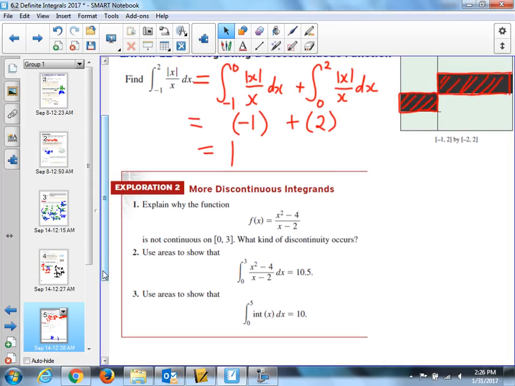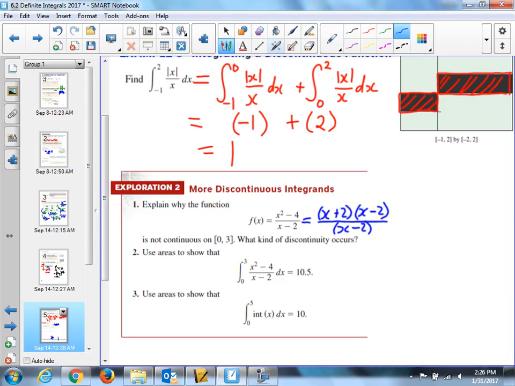Now, explain why this function is not continuous on 0 to 3. What kind of discontinuity occurs? Quick check. I hope you could see here, you do a quick scan. What's the technique you use right away when you see something factorable? Let's factor it right away. So that's equal to x plus 2, over x minus 2 canceled. The function isn't continuous here because you have 0 over 0. You have an indeterminate spot there, right?